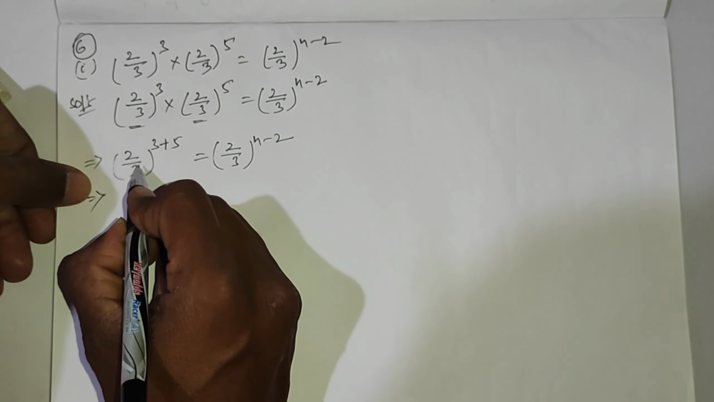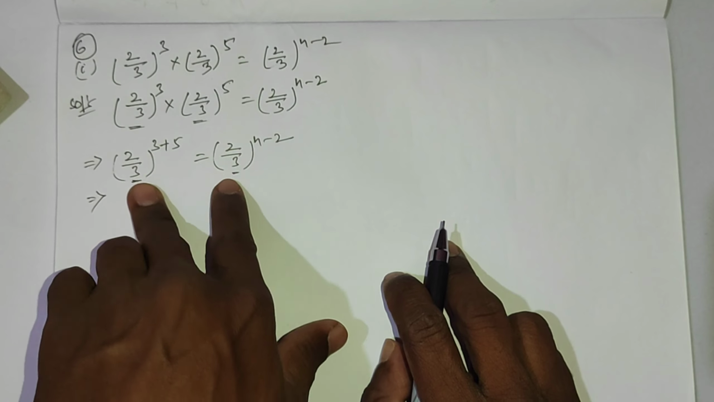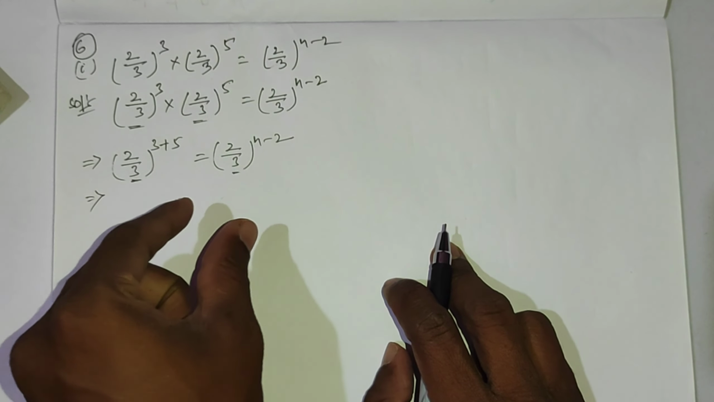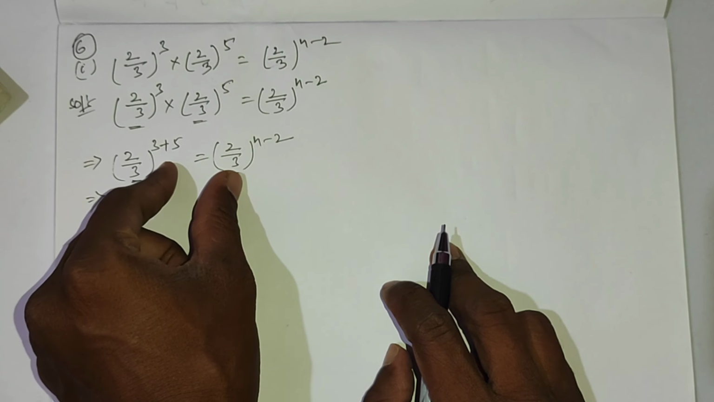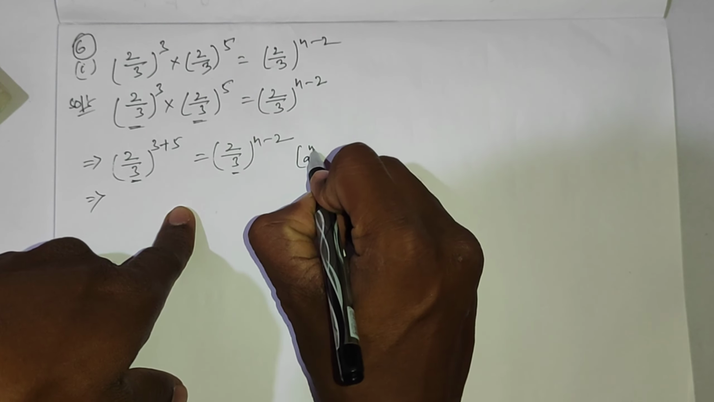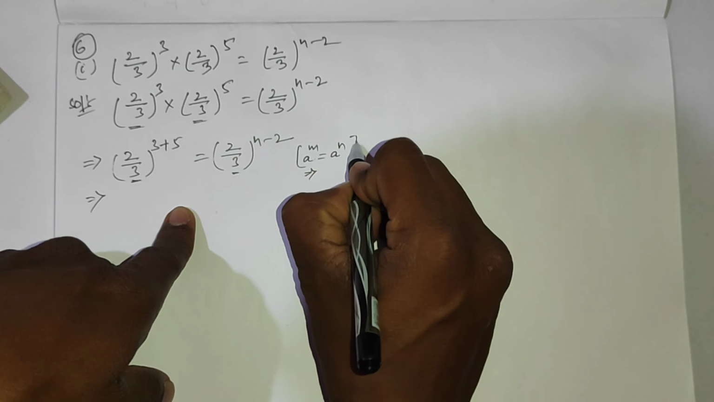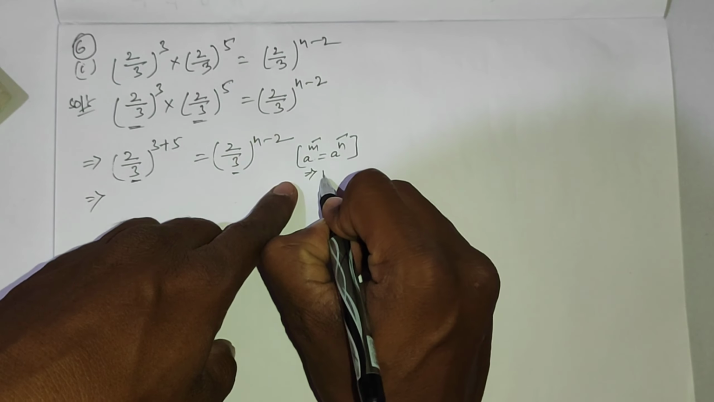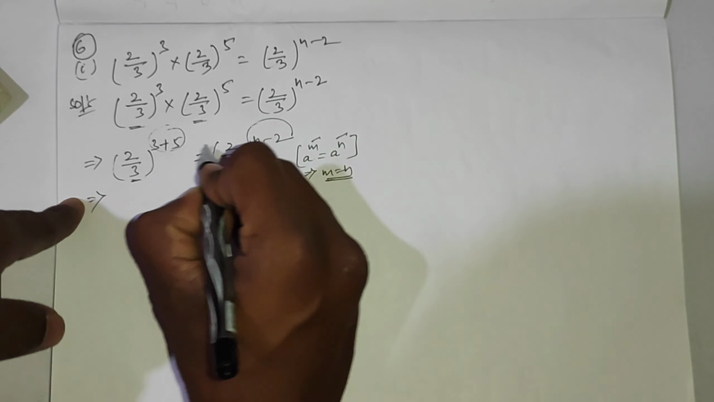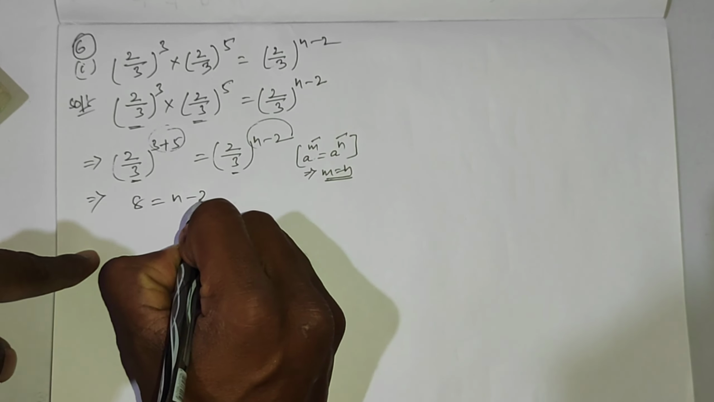Now clearly we can say the bases are equal. If the bases are equal, we have to equate the powers. If a^m is equal to a^n, then we equate the exponents, m equals n. So 3 plus 5, which is 8, is equal to n minus 2.